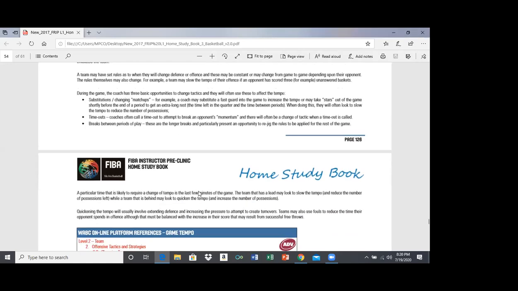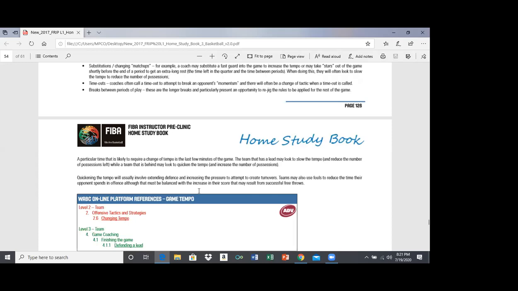And then the list goes on. A particular time that is likely to require a change of tempo is the last few minutes of the game. Wow. Tempo change. The team that has the lead may look to slow the tempo and reduce the number of possessions left, while a team that is behind may look to quicken the tempo and increase the number of possessions.